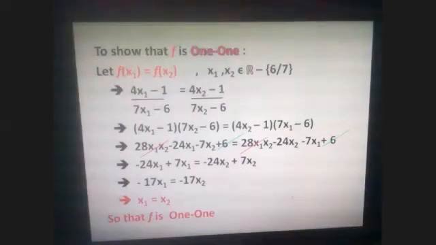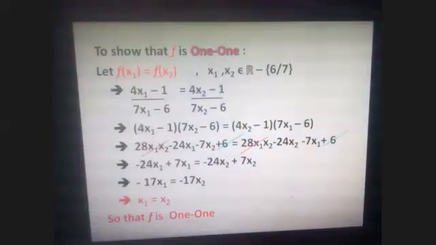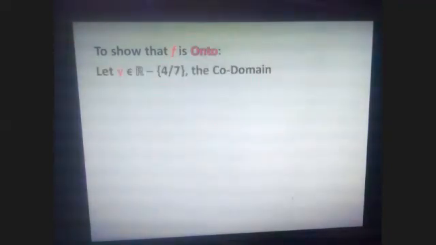That means we have shown f(x1) equal to f(x2) implies x1 equal to x2, so f is 1-to-1. Very clear? To show that the function is 1-to-1, f(x1) equal to f(x2) implies x1 equal to x2 for all x1, x2 in the domain. Now we have to show that f is onto.